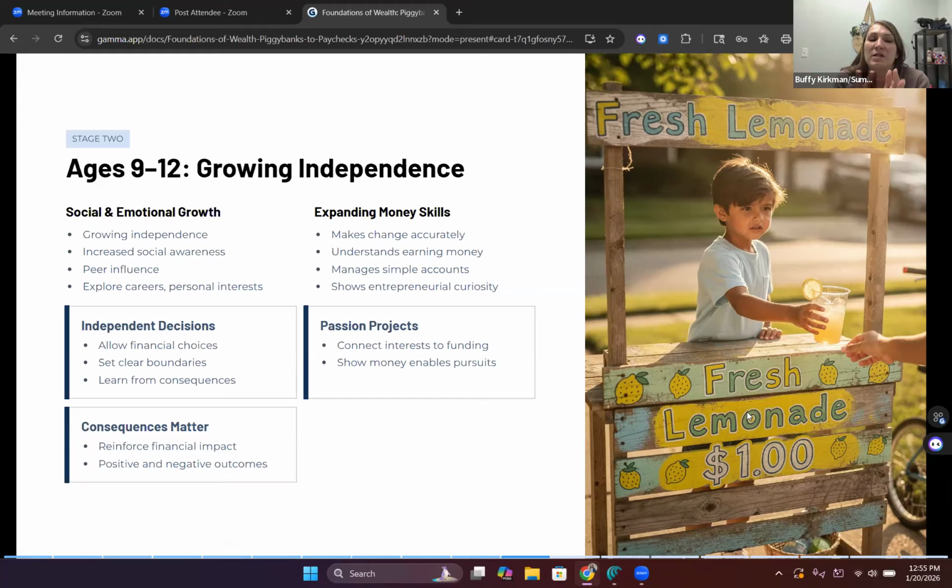Okay. This is a good chance to also develop passion projects. So, what are the things that they are interested in? Could they have a business idea around things that they already like to do? Okay. So, do they like to draw? Is there a way that you can connect that to a business idea? Or you can show how money can fund those hobbies. If you really like skiing, or you really like Disney, hey, you have to work and save so that you can then go do these fun things.